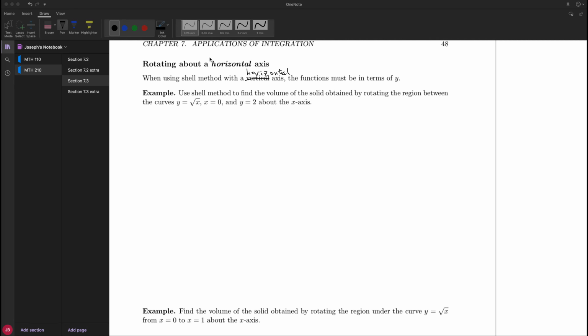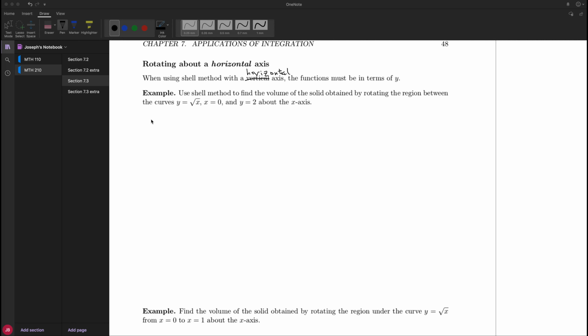The first thing I need to do here on page 48 of the notes is to point out a typo. It says when using shell method with a horizontal axis, the functions must be in terms of y. So that's what we're going to do. We're going to learn how to use shell method when rotating about a horizontal axis.